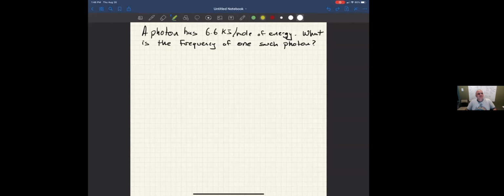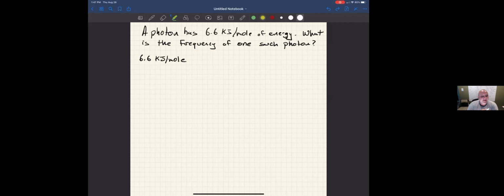All right. This next question says that a photon has 6.6 kilojoules per mole of energy. What is the frequency of one such photon? So in this problem, it's giving you the energy in terms of kilojoules per mole.